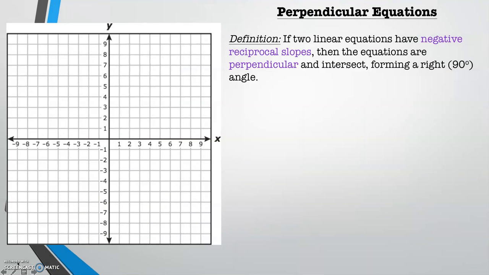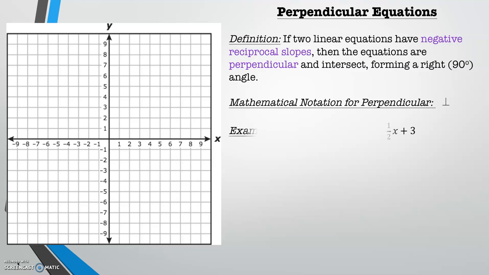Now let's move on to perpendicular equations. The mathematical notation for perpendicular is represented by the upside down letter T. For the example here, we have y equals negative 2x minus 2 and y equals 1 half x plus 3. If you look at the slope of the first equation, that is equal to negative 2. Any whole number can be rewritten divided by 1 because the number will not change.